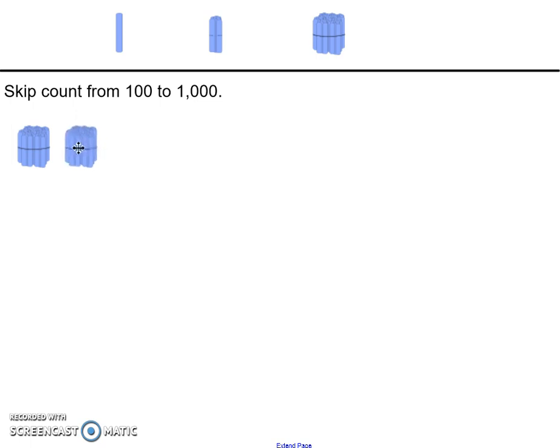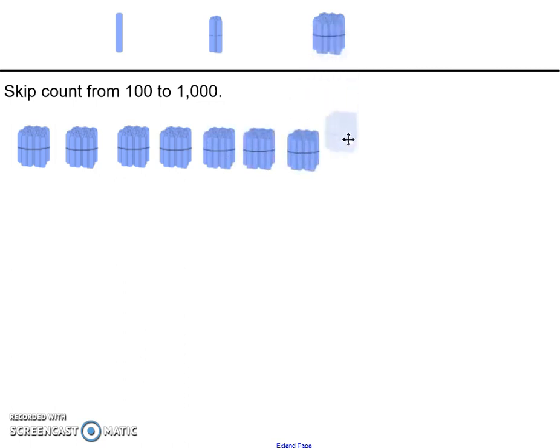Now I'm going to continue counting by hundreds until I get to 1,000. So here's 200, 300, 400, 500, 600, 700, 800, 900, 1,000. Remember, 10 100s together gives me 1,000.